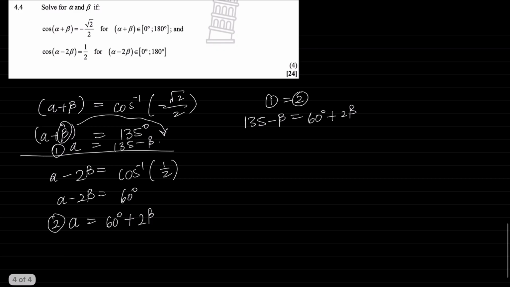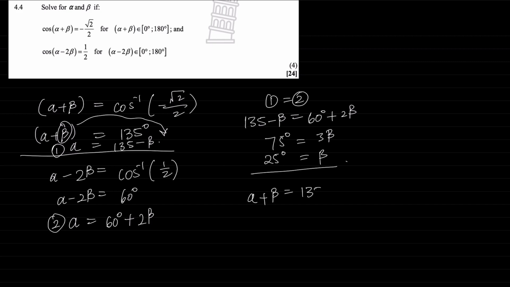Then we can solve. We can say 135 minus 60, that's 75. So 75 is equal to 3 beta. That means beta is equal to 25 degrees. Now we know one value, we can work out the other. So if alpha plus beta is equal to 135, alpha plus 25 is equal to 135. That means alpha is equal to 135 minus 25, which is equal to 110.